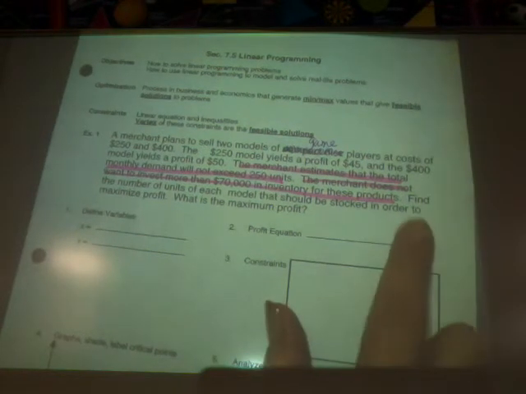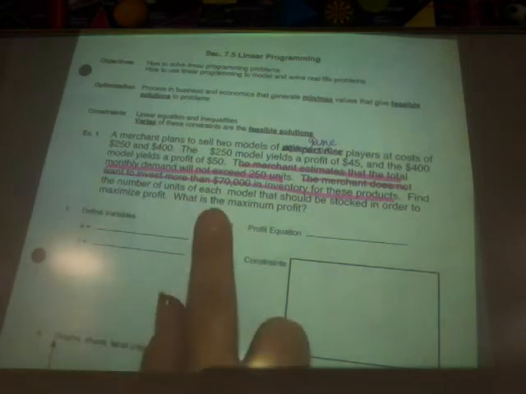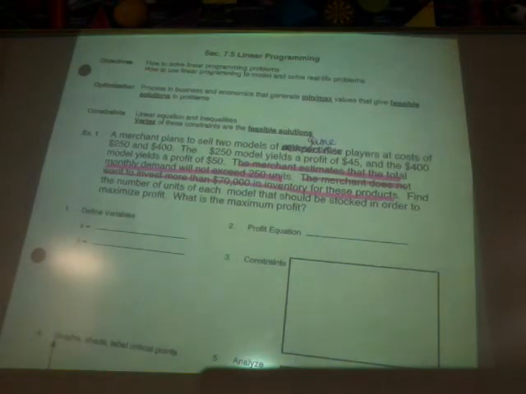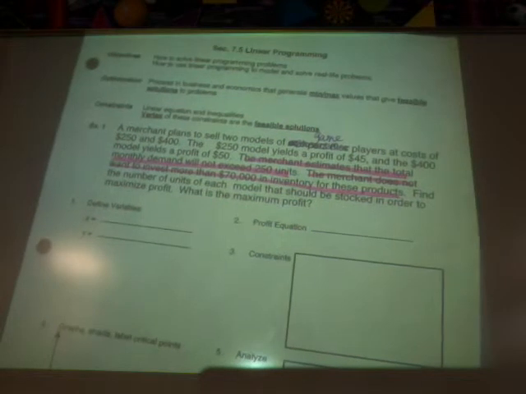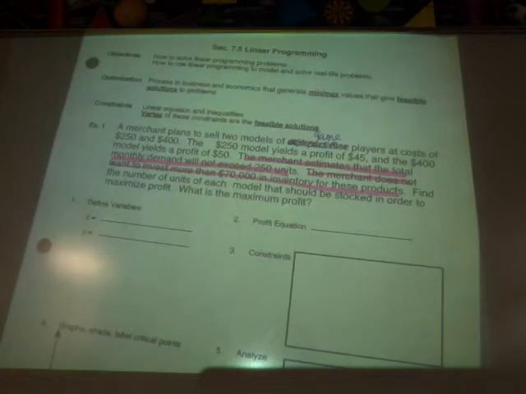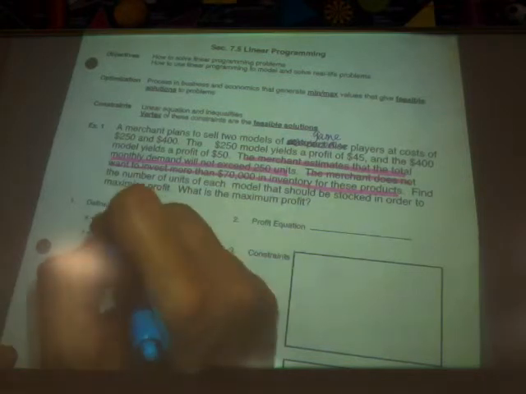It's crazy. All right. You're going to find the number of units of each model that should be stocked in order to maximize profit. So a whole company's goal is to maximize their profit. But instead of selling one item like we did with our break-even analysis, we're selling 2. So it requires a little bit more analysis. So you're going to define your variables. Let X equal our $250 game unit.